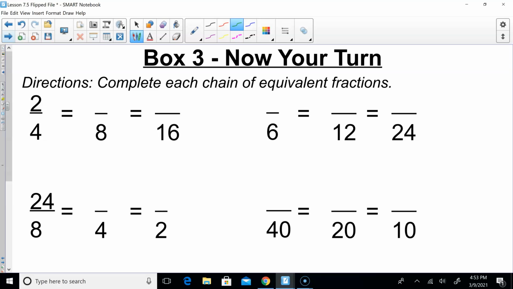So make sure, especially in the last one, you start high with your numerator to help you be able to solve it. I look forward to seeing all of your work in equivalent fractions and how you can simplify to the simplest form using division.